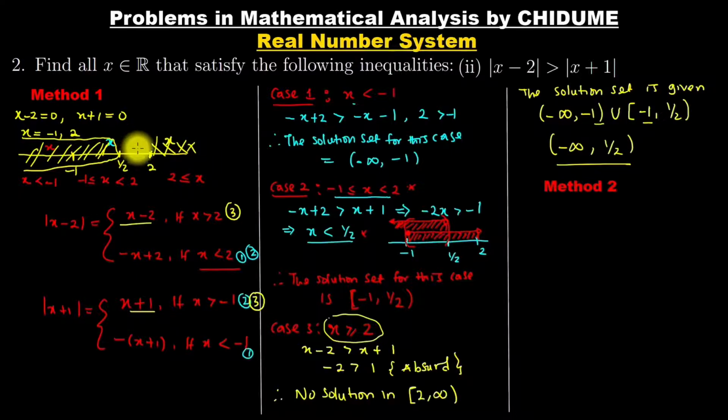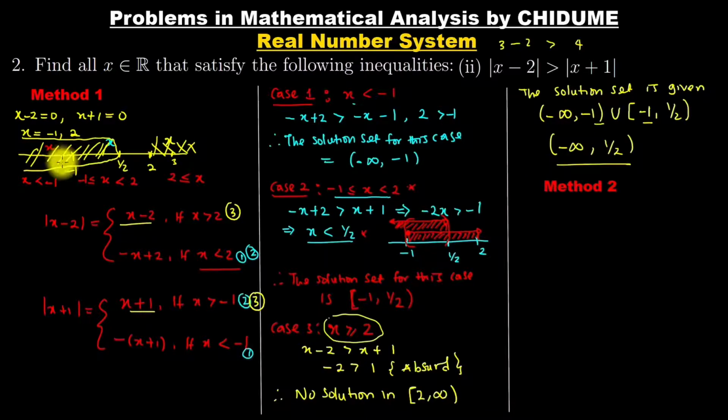Any solution around this will not work. You can pick any value. Let's say we pick x to be 3. If x is 3, that means we have 3 minus 2, which is 1. Are you telling me that 1 is greater than 4? Obviously 1 is not greater than 4. That's totally absurd. So the solution will only work when x is in this region.